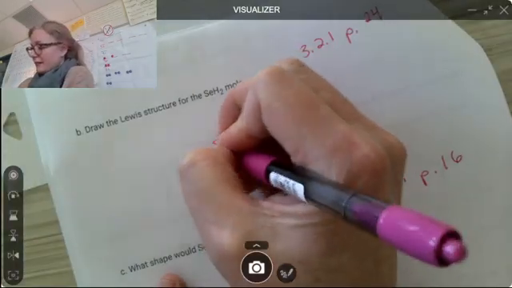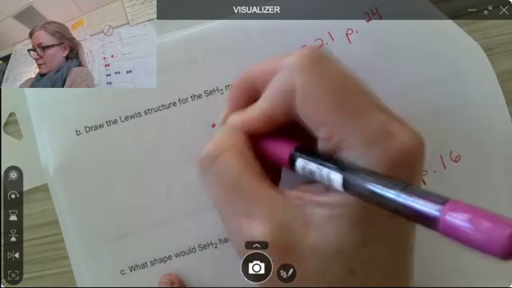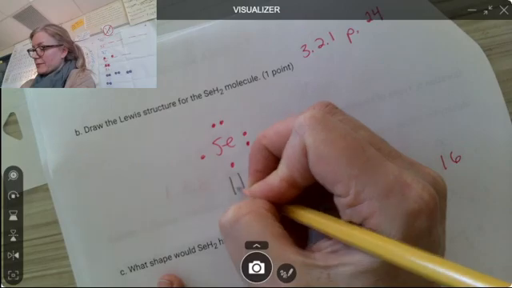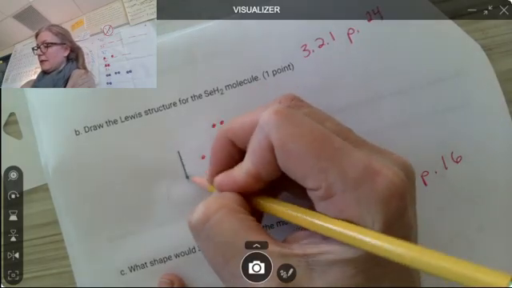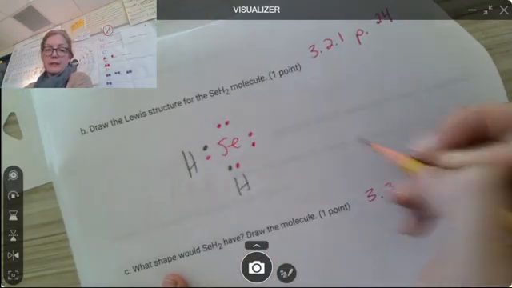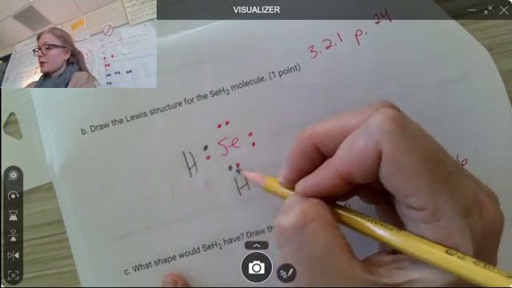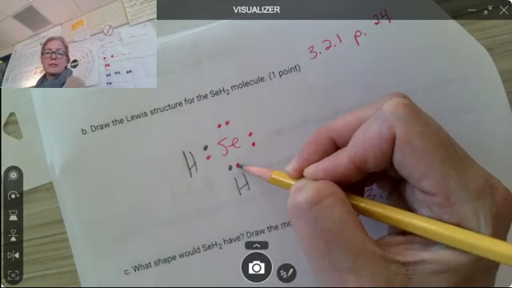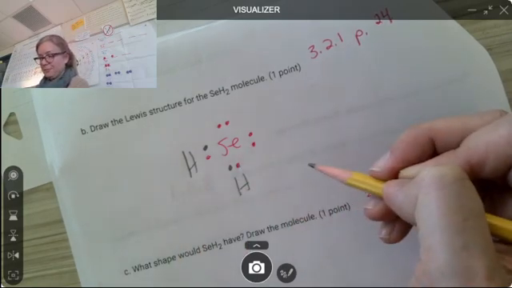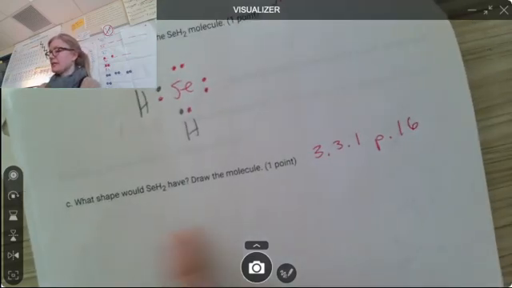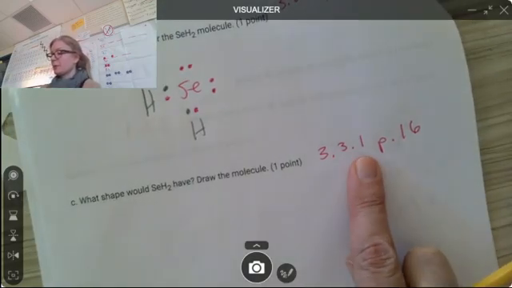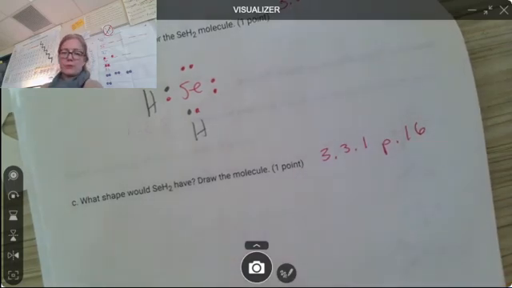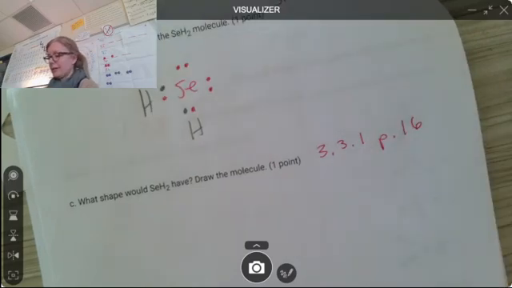So you'll have the Se again with 6. And then we have hydrogen. One of them's going to latch on here with its electron, and one of them's going to latch on here with its electron. And then the Se now has what we call a full octet. Each of the electrons by themselves is a spot where another atom can latch on and share an electron. And then for C, look at 3.3.1, page 16 is where you'll find the name of this shape. You can just draw your own shape based on what you see on that page.